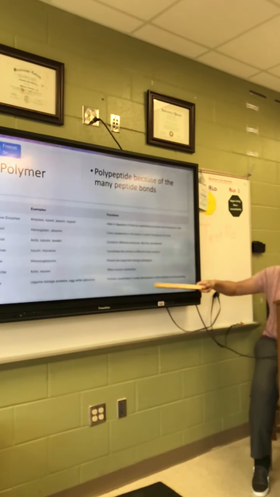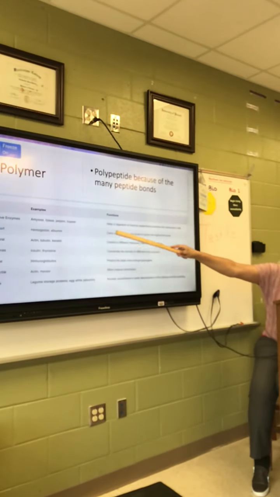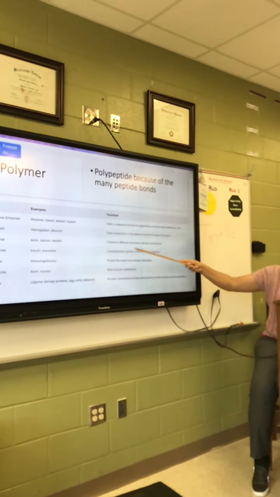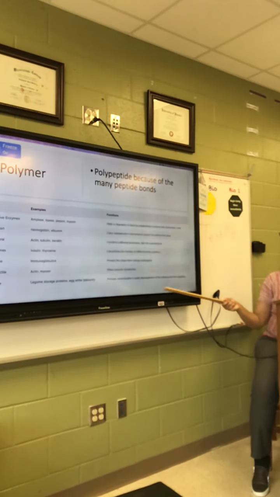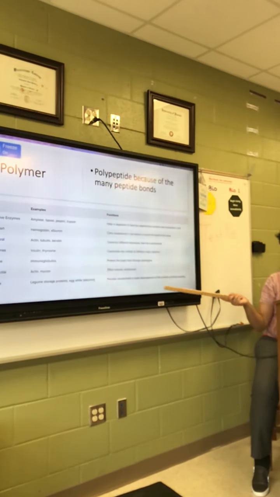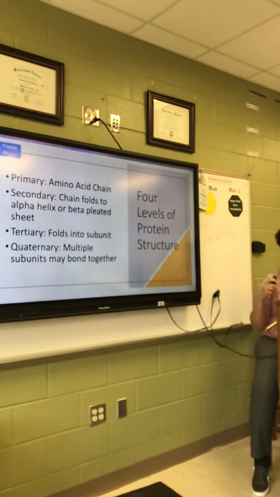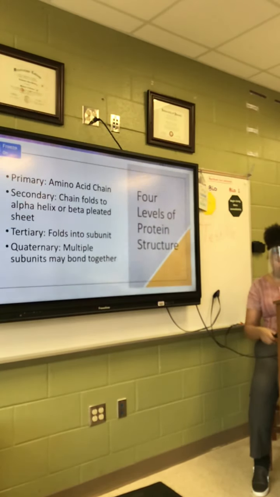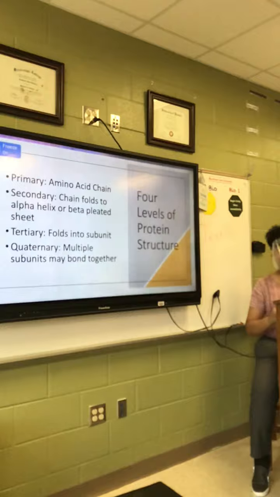These are some of the functions of different proteins. This is in Canvas. You don't have to write this down, but I do want you to read over it. Familiarize yourself with it, okay? Y'all hear me? All right. Now, proteins have 4 levels of structure. You have a primary, secondary, tertiary, and some proteins have a quaternary. So that's just a fancy way of saying 1, 2, 3, and 4.